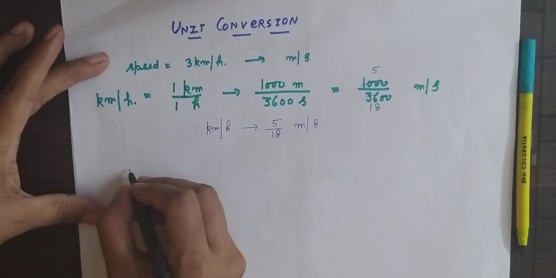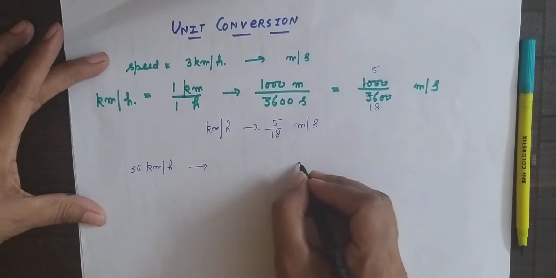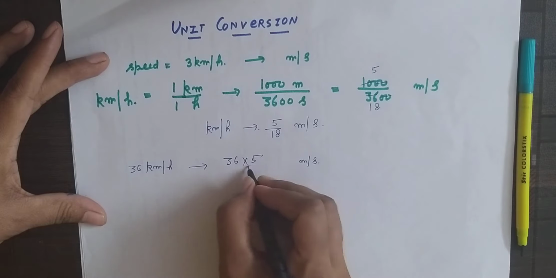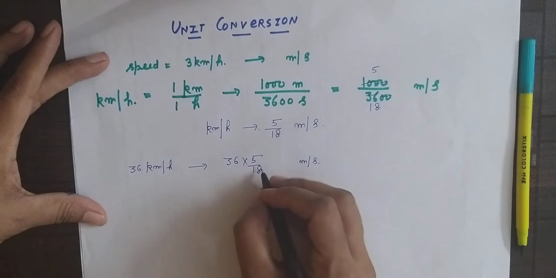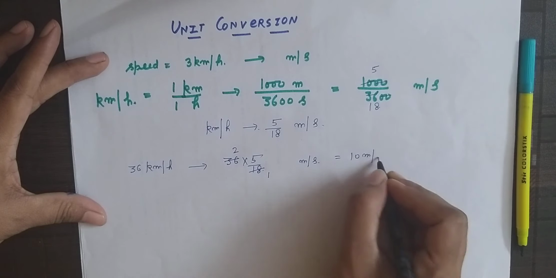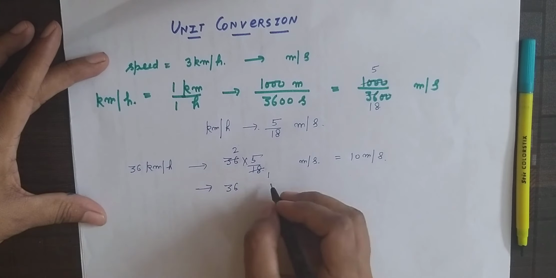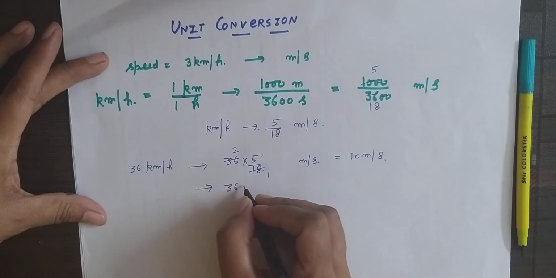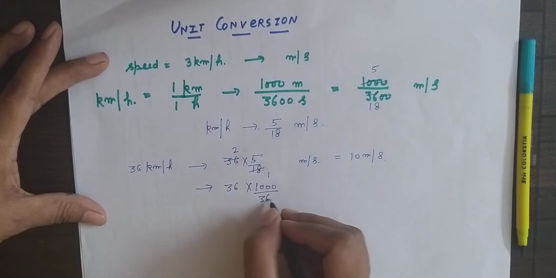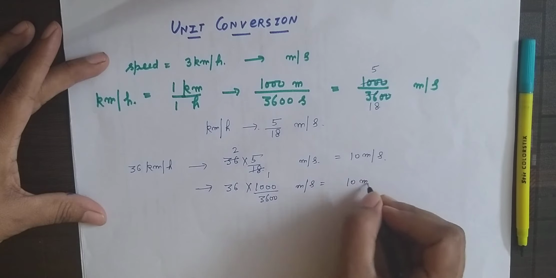For example, suppose this is 36 kilometer per hour, then you have to change it into meter per second. So simply you can do 36 multiply 5 upon 18, you can cancel 1, it's 2, so it is 10 meter per second, right? Or if you don't want to multiply this directly with the 5 upon 18, you can simply use 1000 upon 3600 meter per second, and the answer you will get will be same.